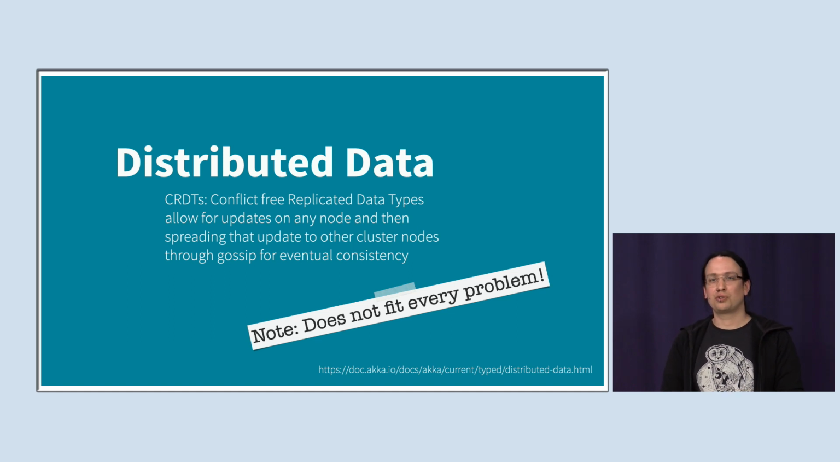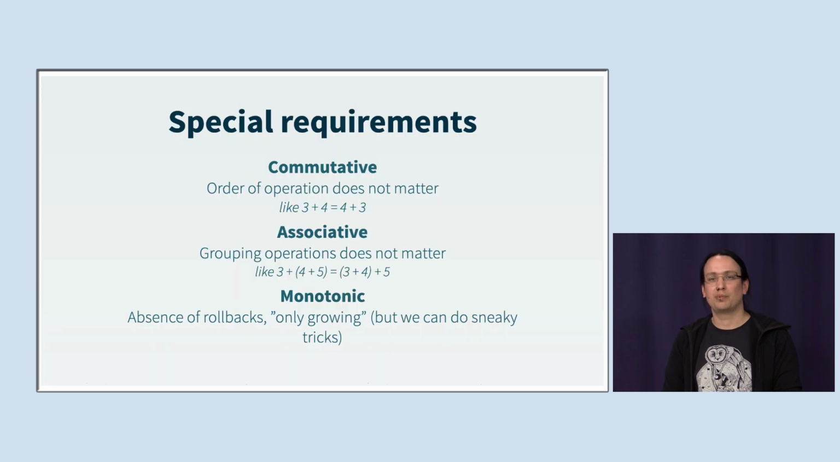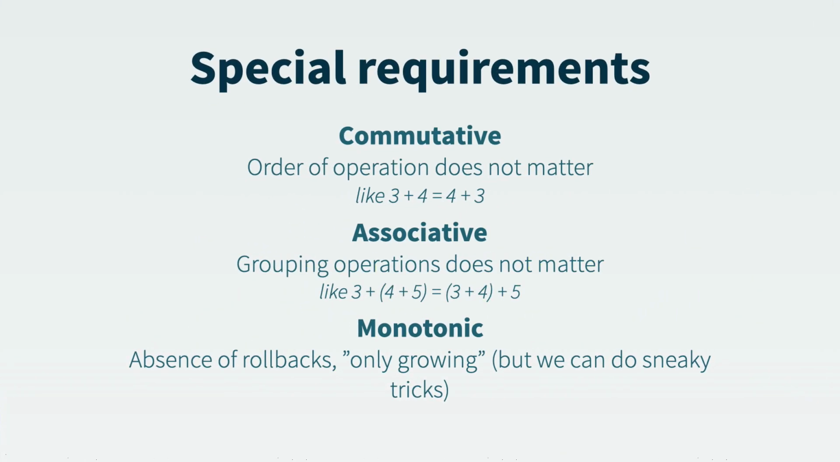It's not possible to use for any data structure. It has some very special requirements. So the operations need to be commutative. You need to be able to do them in any order. So for example, addition, if you do addition with a number, doesn't matter which order you put the numbers, it will always be the same result.